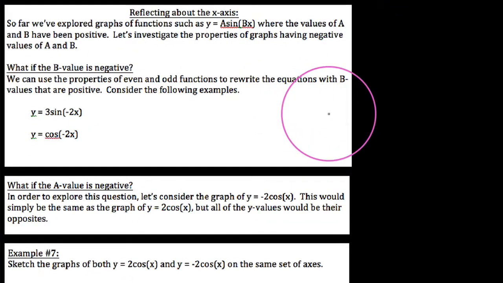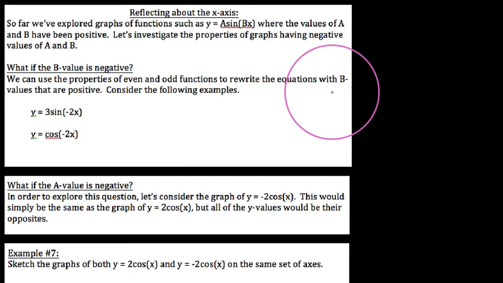This is my sixth video in my module on graphing trig functions. In this video we're going to be exploring reflections about the x-axis. Basically, all of our normal trig functions that we've learned have just been flipped over the x-axis, or just reflected.